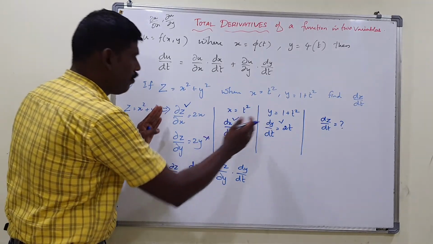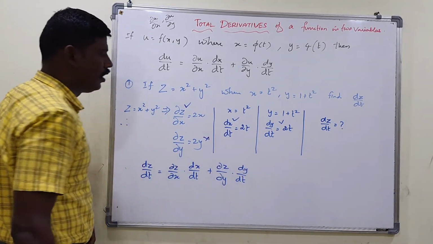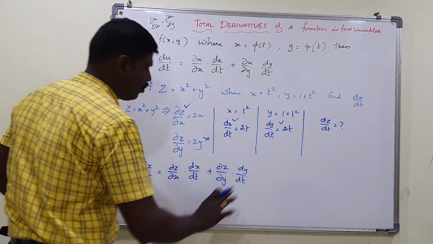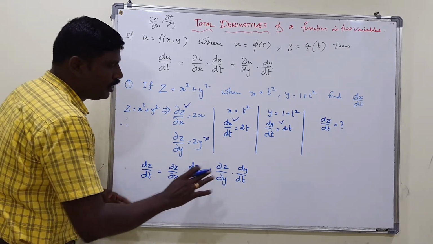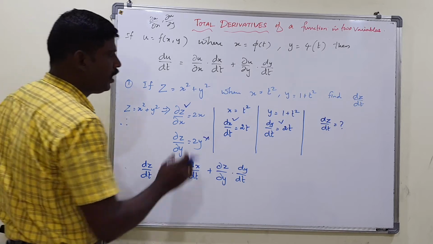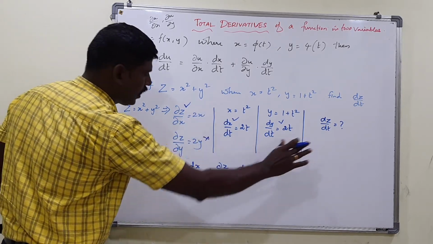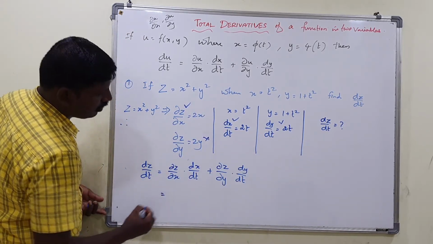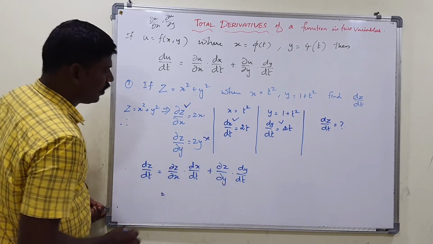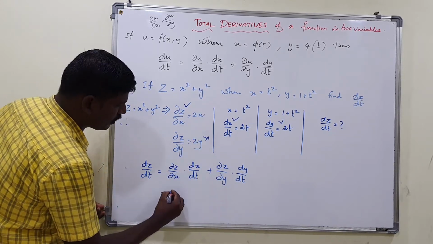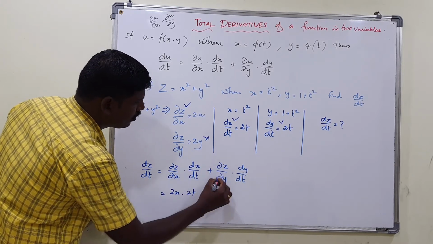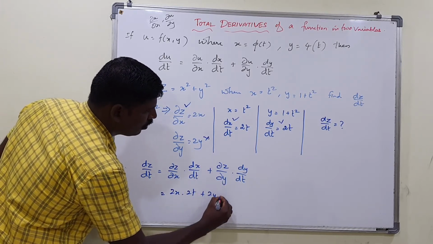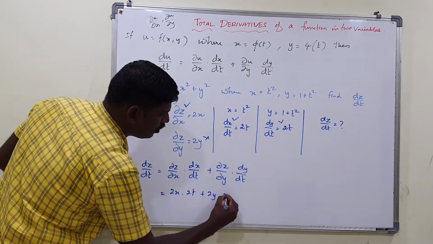Based on the problem, we can write the formula to find dz by dt. There is no need to mark up this one. Based on the problem, we can write the total derivative of the given function. What is dou z by dou x? 2x. dx by dt is 2t. Plus what is dou z by dou y? 2y. Into what, dy by dt? It is 2t.